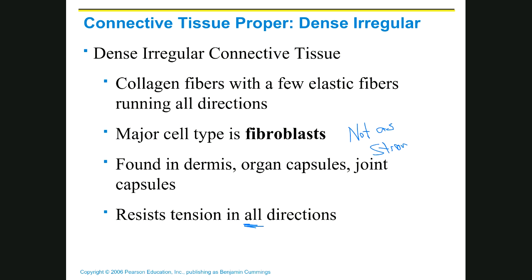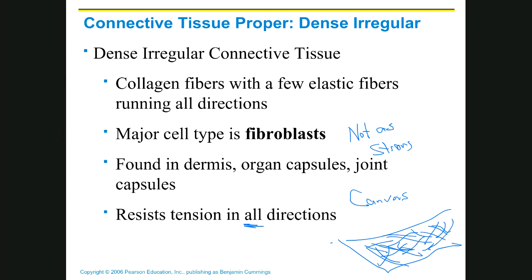So this is not like a rope. It's more like a sheet of cloth, maybe like canvas or something. If you think about canvas, it's a sheet, and the fibers run every which way in that sheet. And you can do a lot of stuff with this canvas. You can make sails out of it. You can wrap stuff in it. But it's not as strong as the ropes that we've seen holding it together.